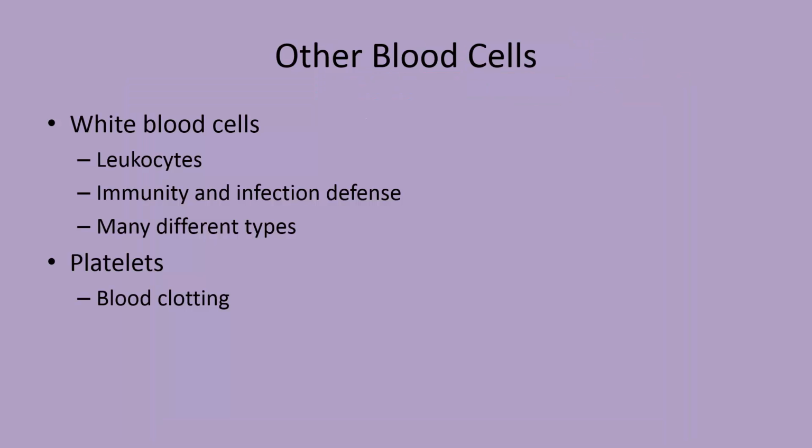Other blood cells, we have the white blood cells. They are called leukocytes. Leuko meaning white, and cytes meaning cells. Remember, red blood cells were erythrocytes. So erythro is red, leuko is white. And they are in charge of your immunity and infection defense. So these guys take out the bad stuff that gets in your body. There are many, many different types, as you saw on the light microscope slide that I showed a bit ago. And platelets' main function, which again were those tiny little ones in that one slide that I showed with the light microscope, they are really tiny, and they are for blood clotting.